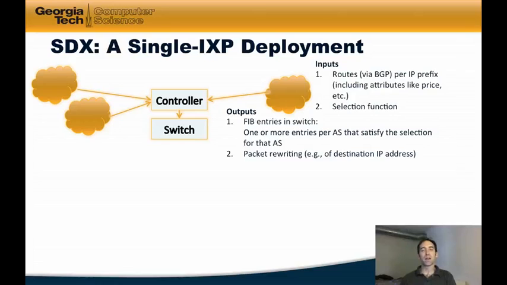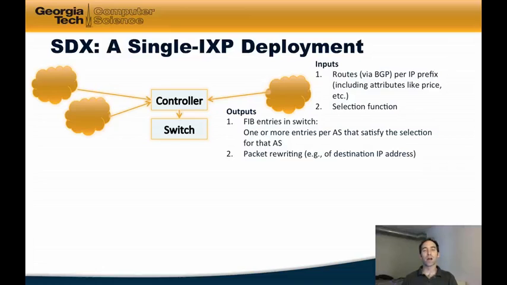That controller would take as input routes per IP prefix, potentially including also other attributes, such as price or performance. The controller could also take as input a selection function that is specific for that particular AS. This stands in contrast to BGP today, where all ASs perform the same default route selection function. The outputs of the controller computation are FIB entries in the switch, or one or more entries per AS that satisfy the selection criteria for that AS.